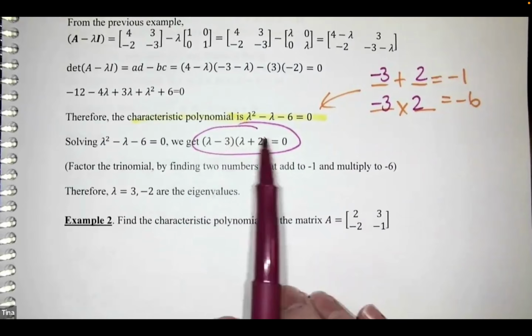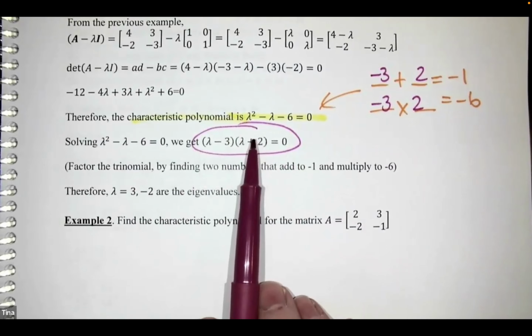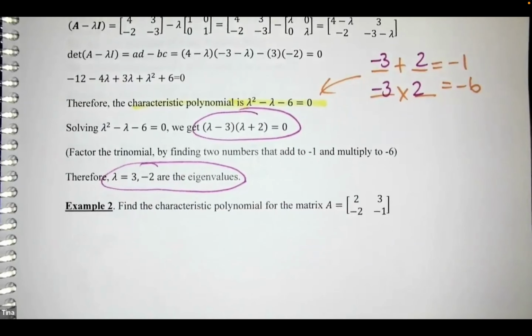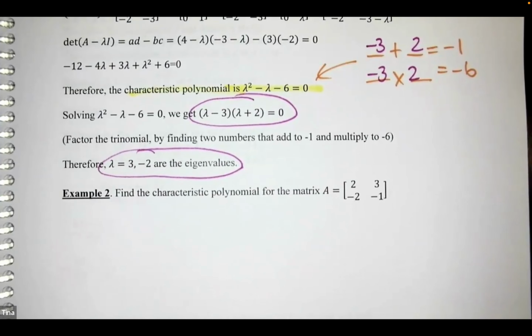So what do we get? Well, if lambda minus 3 is 0, then lambda is 3, and if lambda plus 2 is 0, lambda is negative 2. So those are what we call our eigenvalues. Okay, eigenvalues. Questions?